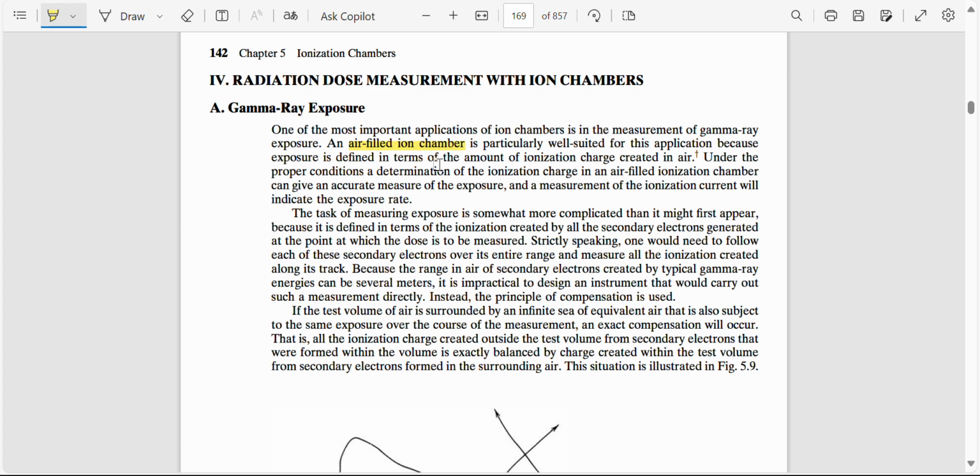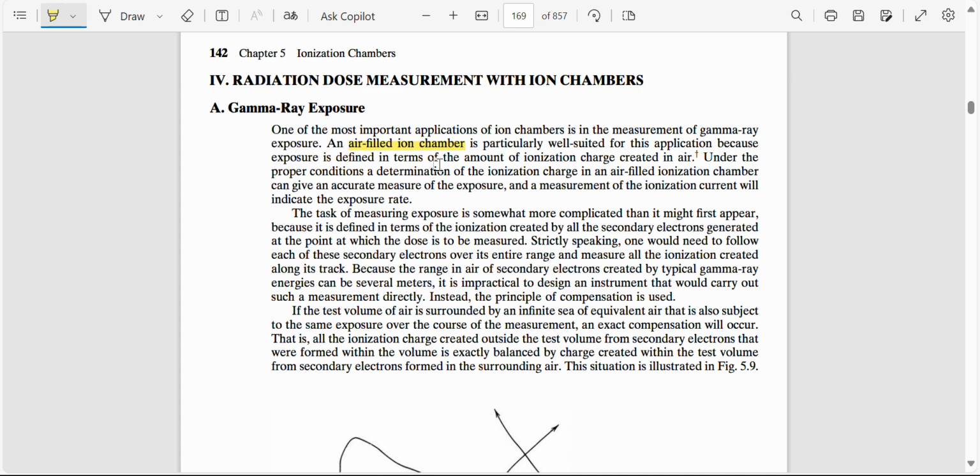Under the proper conditions, a determination of the ionization charge in the air-filled ionization chamber can give an accurate measurement of the exposure, and a measurement of the ionization current will indicate the exposure rate. The task of measuring exposure is somewhat more complicated than it might first appear.